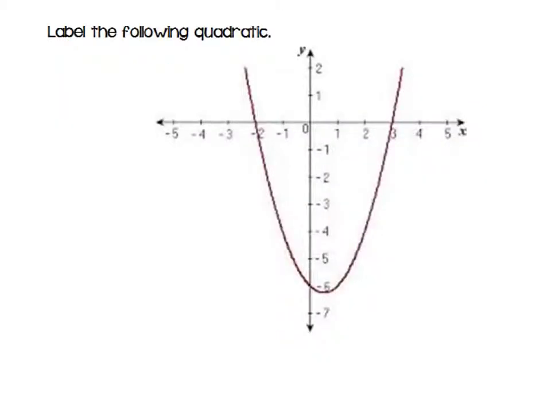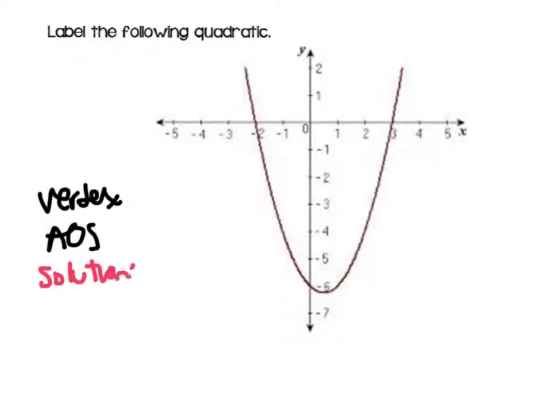Alright, last thing here, you can actually, if you want, pause the video, try this on your own. I'm just going to label the basic information. So if you think you can handle it, that's fine. The basic information that I'm going to label is, for example, the vertex, the AOS, and the solutions. Remember, solutions are, in other words, the x-intercepts. When I label the vertex, I'm going to state whether it is a min or a maximum. So just basic information you should know when you see this.